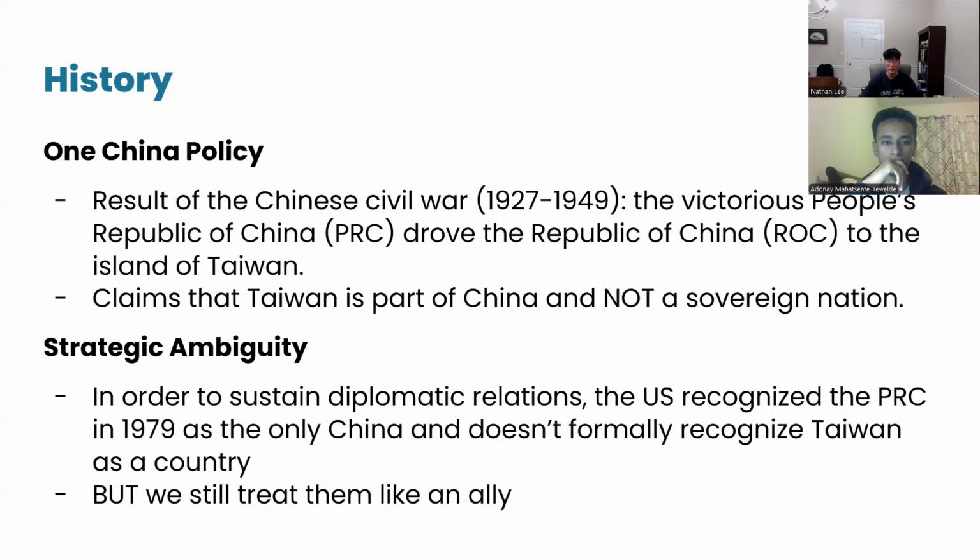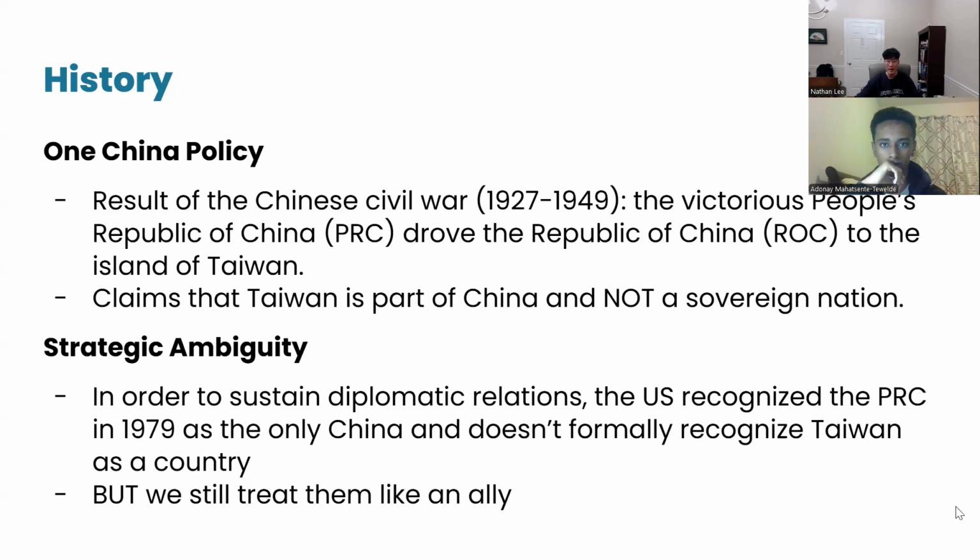Also, bringing China into this story, what's really going to be important on this topic is something called the One China policy. After the Chinese Civil War between the Republic of China and the People's Republic of China, the Republic of China lost and was driven to the island of Taiwan. The People's Republic of China, the victorious party, claims that Taiwan is now a part of their mainland and not a sovereign nation, but Taiwan, the old Republic of China, still wants to say that they are sovereign.